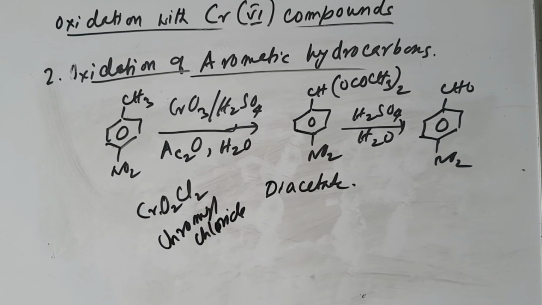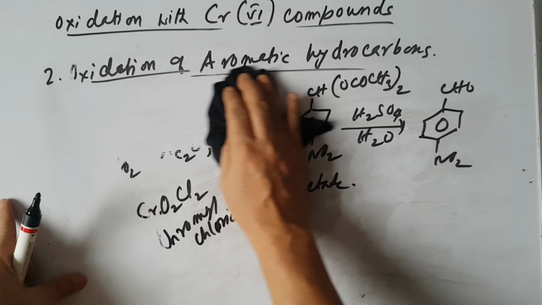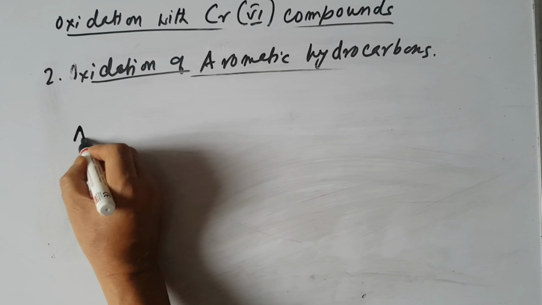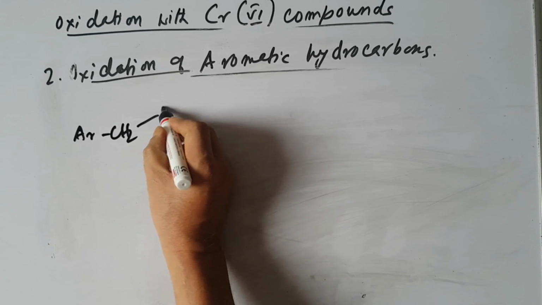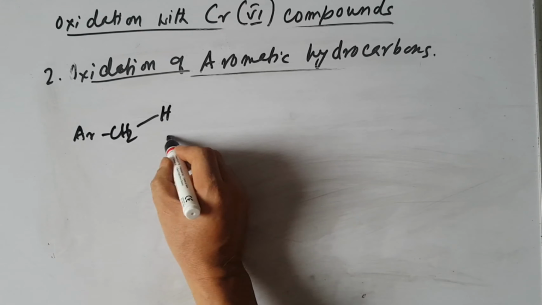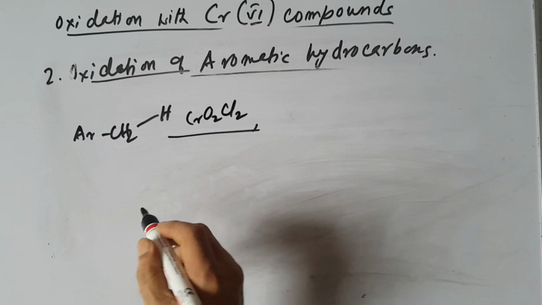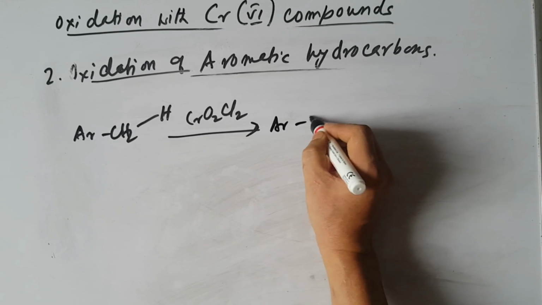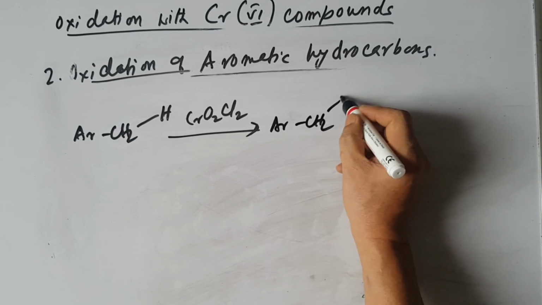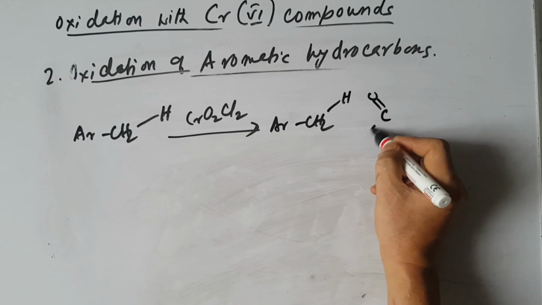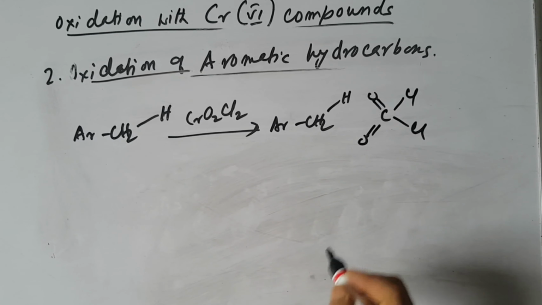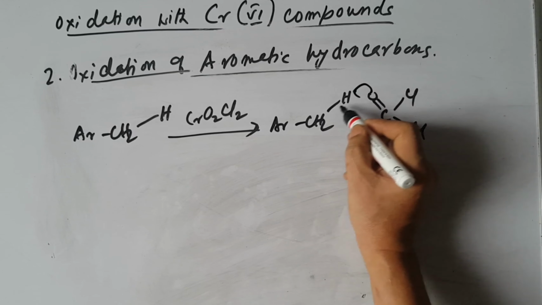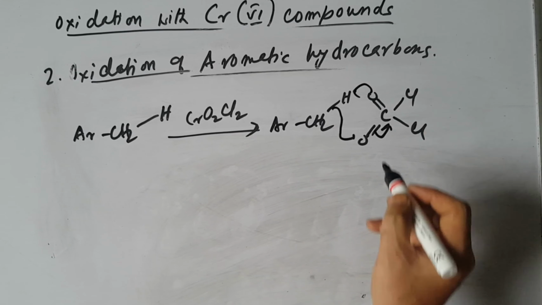So I will write the mechanism here for oxidation of aromatic hydrocarbons using chromyl chloride. Let's say this is the aromatic with CH3 here. Chromyl chloride, CrO2Cl2. First it is converted like this: the chromyl chloride is Cr double bond O, with 2 Cl here. This is chromyl chloride. So first it attacks here, and then attacks like this.